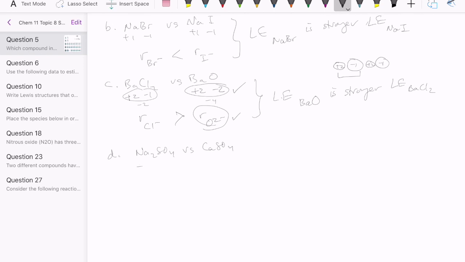Let's take a look at number 4, Na2SO4 versus CaSO4. Here we have a +1 for sodium. Sulfate comes as a unit, so that would be -2. Calcium is +2, sulfate is -2. So again, looking at this, we have a -4, we have -2.